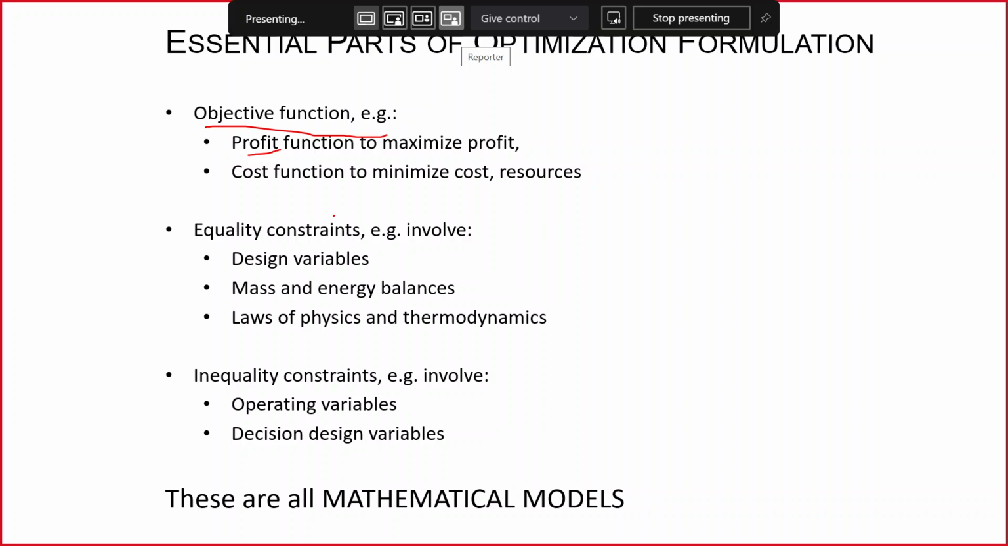The first constraint is the design variables constraints. I mean the design condition constraints. So there is an upper limit for the raw materials, or how much product we can make because of the design boundaries. And then we also have constraints like mass and energy balance constraints. So what comes in should come out, which is valid in terms of energy and mass. And then there are also constraints from the laws of physics and thermodynamics.